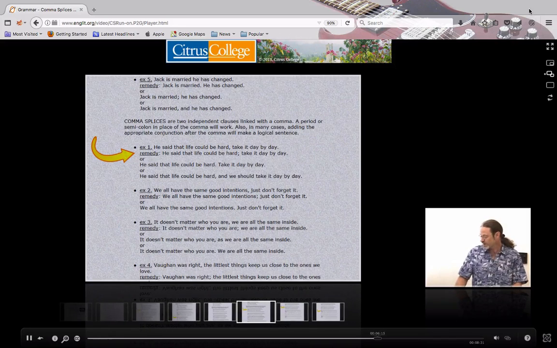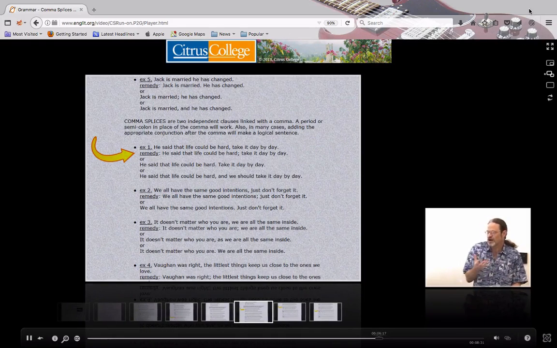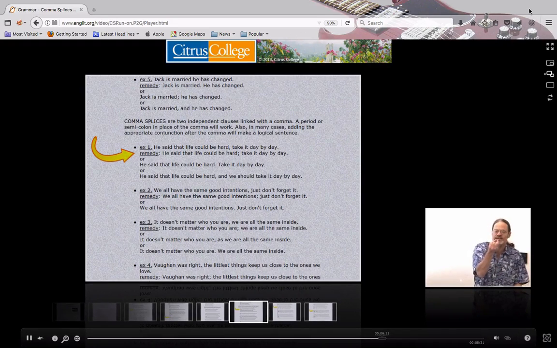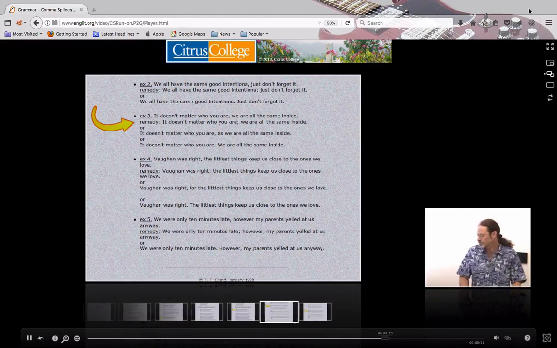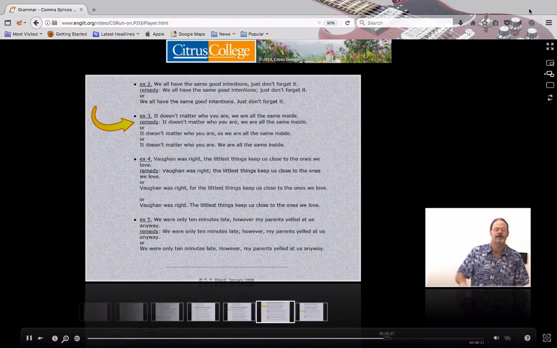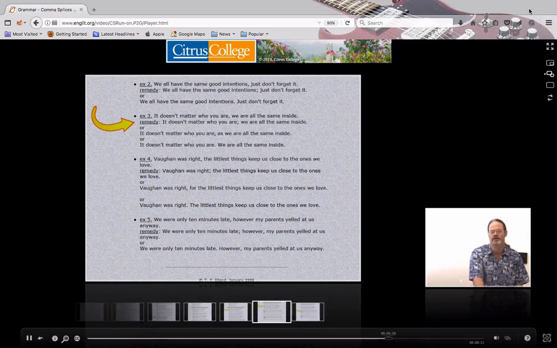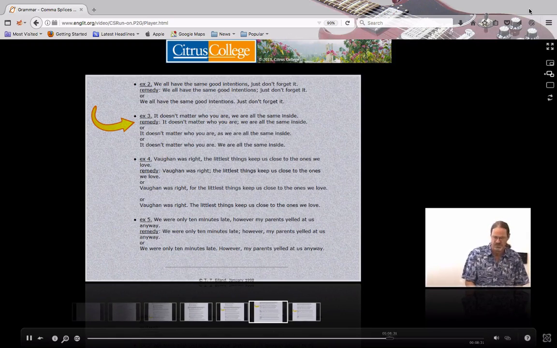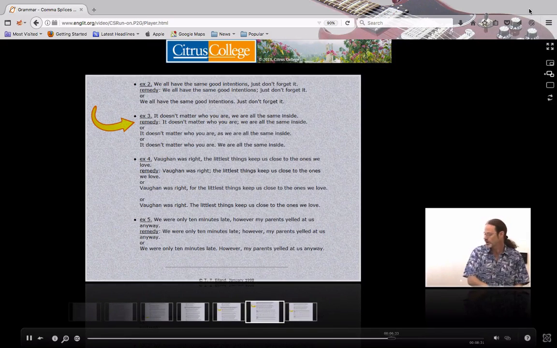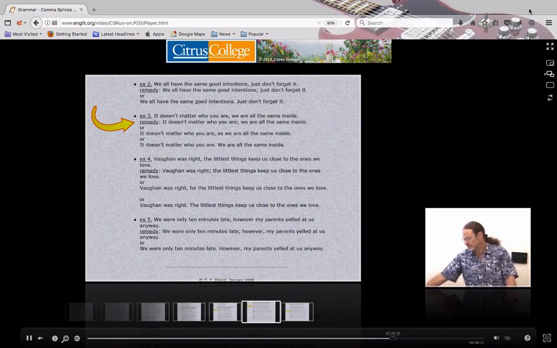In the same vein, you have these comma splices that are created, like in the other example, where you have two ideas that you really want to put right together. One is drawn from the other. It doesn't matter who you are, we are all the same inside. And again, putting a comma there creates a comma splice. Instead, you want to use a semicolon there. It doesn't matter who you are, semicolon, we are all the same inside.